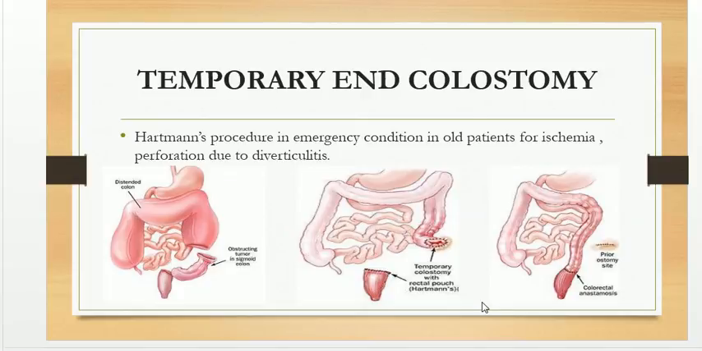So what is the Hartmann procedure basically? We resect a segment of the colon, sigmoid colon or rectum. In this Hartmann procedure, we cannot bring the distal end of the rectum outside on the surface as a mucous fistula. So we close it and put it inside. So the distal end is closed and inside, and the proximal end is brought out as an end colostomy, but it is temporary because we can restore the continuity later on.